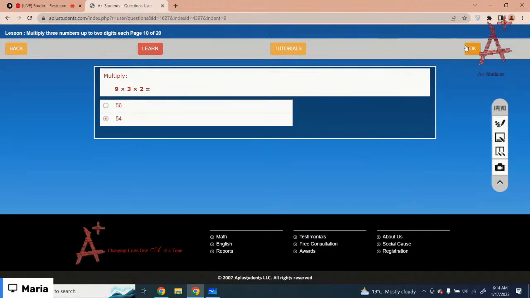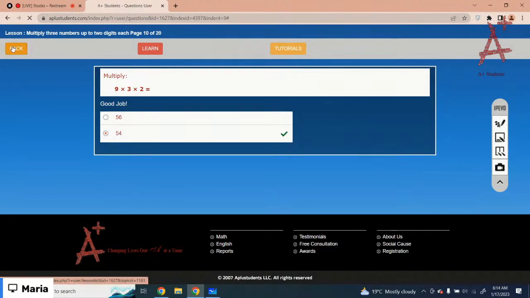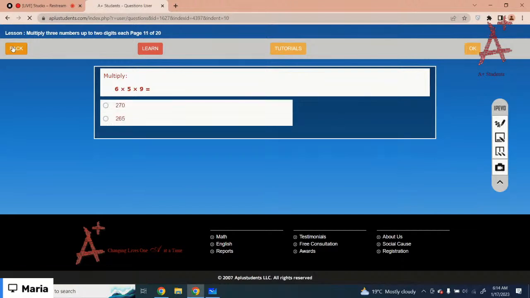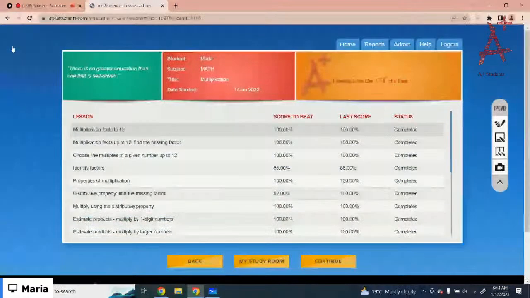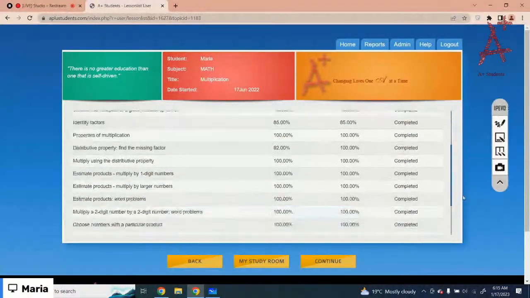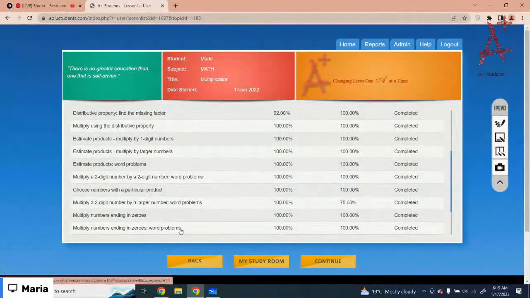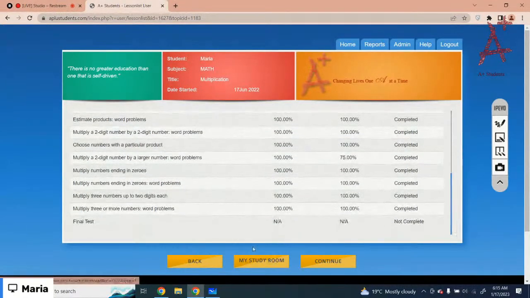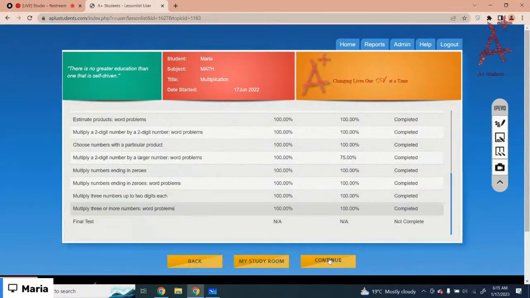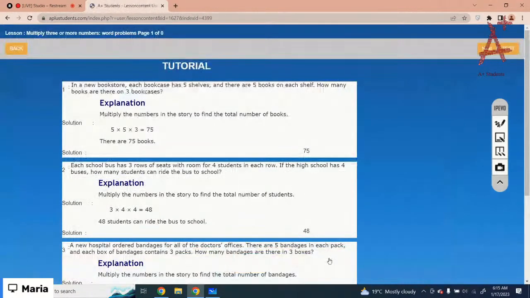Let me just move on to the next lesson. Got it? And the next lesson is multiply 3 or more numbers, word problems. Let's start with the next lesson. We have to do the word problems. Okay, here is the lesson, multiply 3 or more numbers, word problems.